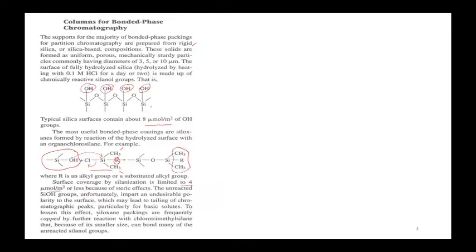So to lessen this effect, siloxane packings are frequently capped by further reaction with chlorotrimethylsilane. So that means first you are using the bulkier group having a bigger R, and then in the second step we react with trimethyl chlorosilane, so TMS chloride. We use that because of its smaller size. So your R is now methyl. Okay, in the later part, the group is becoming smaller, and then it can nicely bind with the other unreacted silanol OH.